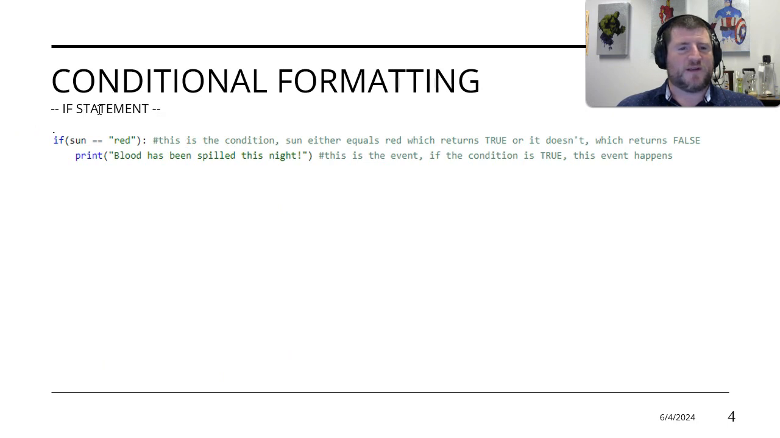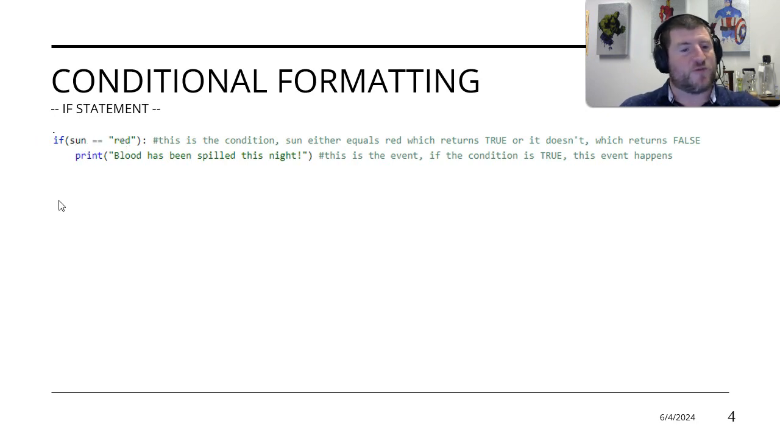So the if statement, this is just the general formatting. We'll talk a little bit about what it does as we go, but the if statement says here, if the sun is red, then blood has been spilled this night. And that's how we read an if statement. This is if this condition, everything inside the parentheses, this is the Boolean expression that we talked about a couple of sessions ago. The Boolean expression can only return true or false.